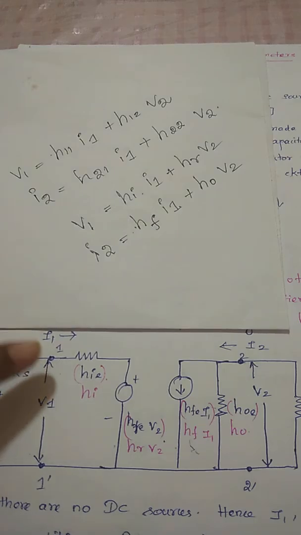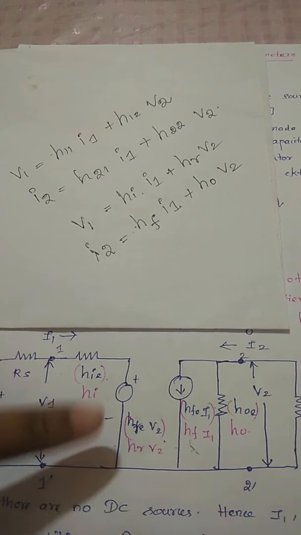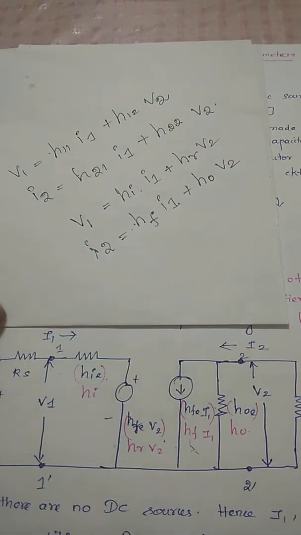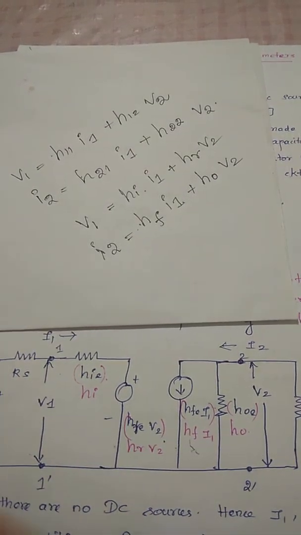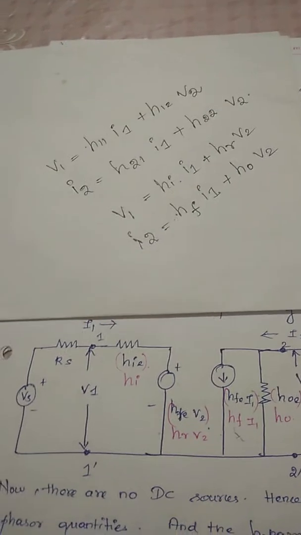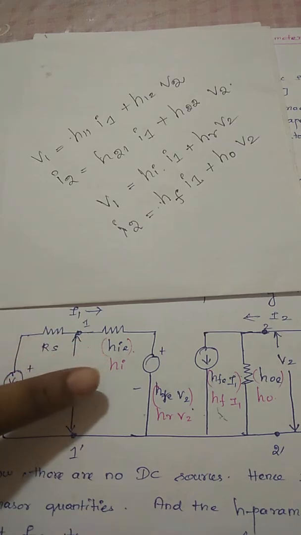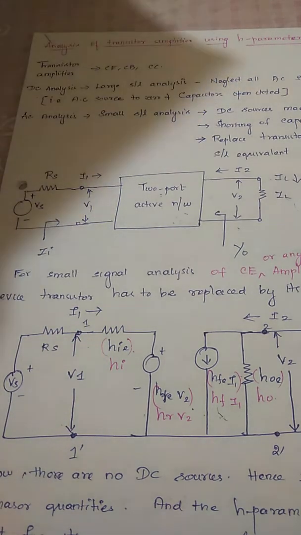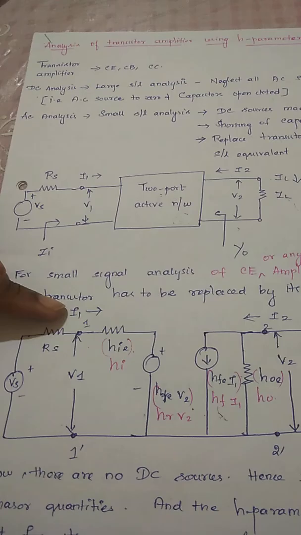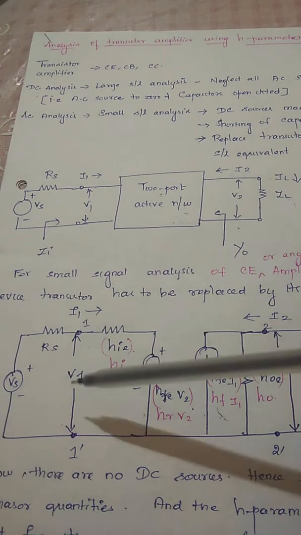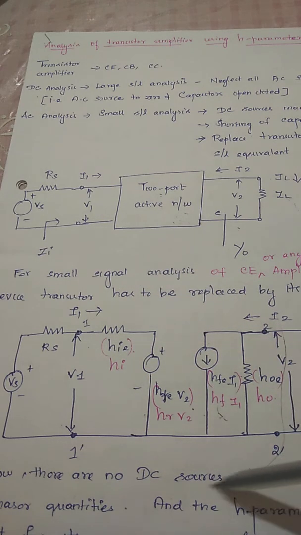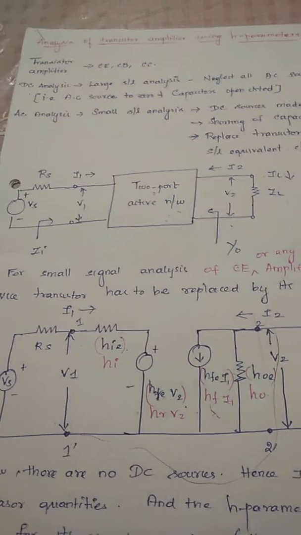If you consider the general transistor, with no specific configuration, then in this place there is HI, this is HR V2, this is HF I1, this is HO. Here you have V1, and here I have a source VS with source resistance. Instead of the two-port network box, the H parameter model is included directly. So with respect to the equations only, this model is written. This is the actual portion your two-port network is replaced with.